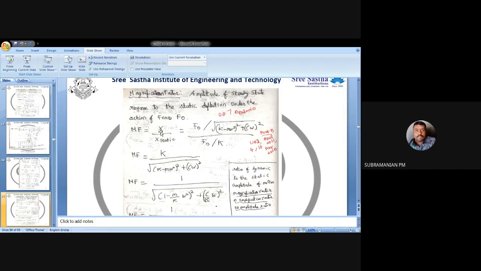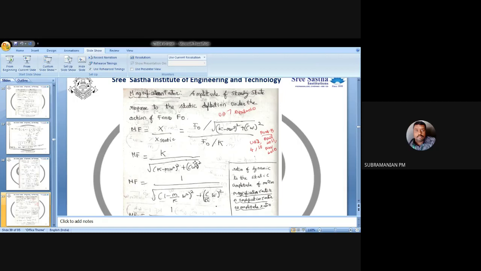So what does it mean? Initially, for static deflection, the force F naught acts and is then removed. Whereas in the numerator, the force F naught acts continuously. That is the forced vibration. So you can see for static deflection it is F naught by K, and in the numerator you have F naught by the expression we take from the amplitude of the forced vibration. When you simplify this, you get the first form of magnification factor.